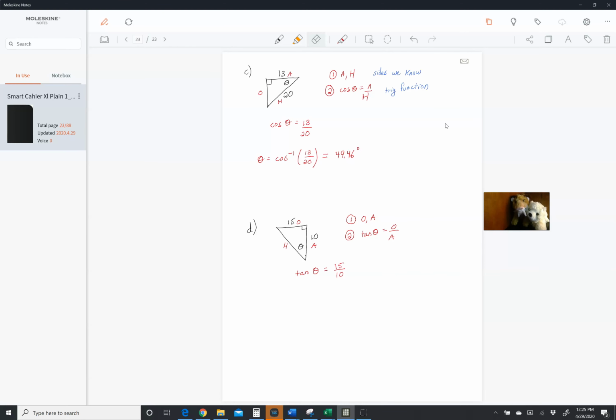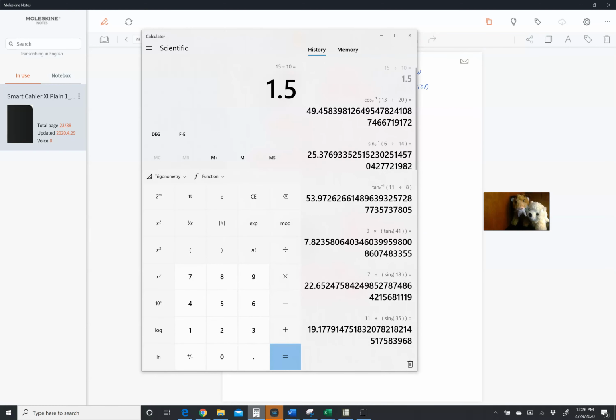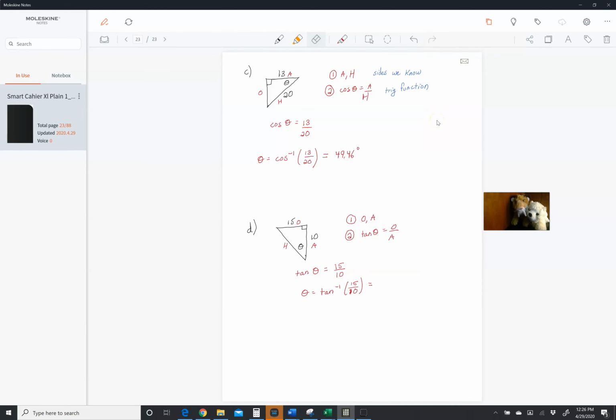Okay. Notice our opposite is larger than our adjacent, so we should be getting an angle that's greater than 45 degrees. Okay. We take the tangent inverse of both sides. Make sure that you write this correctly. So we go to our calculator, 15 over 10. So I pressed enter so that it was like it was in parentheses. We're going to do tangent inverse, and we get 56.31, and that is greater than 45, so it's a reasonable answer.